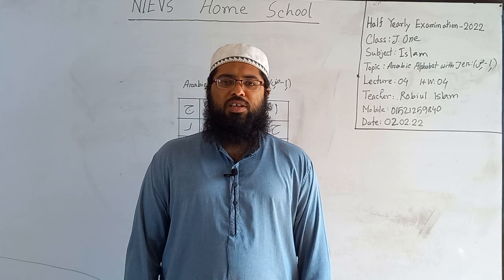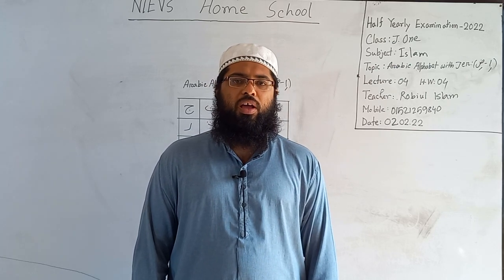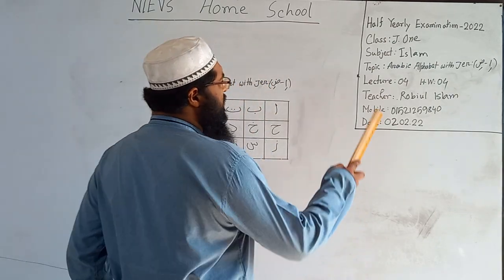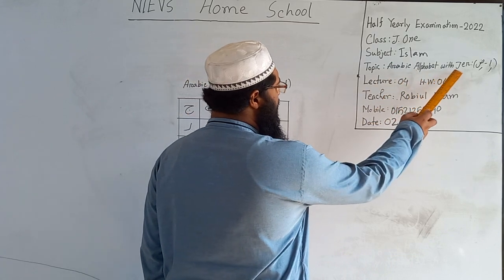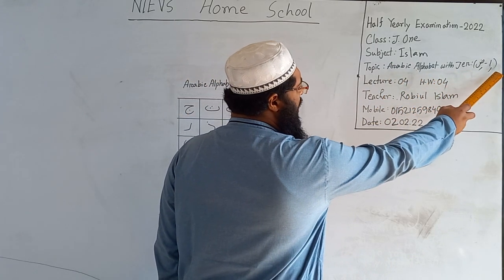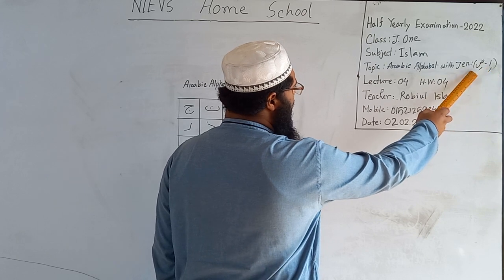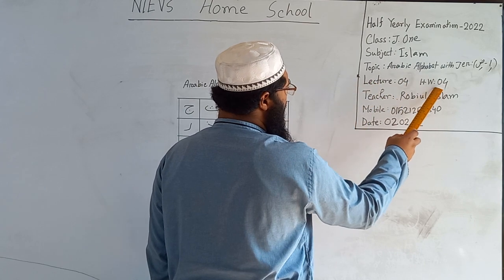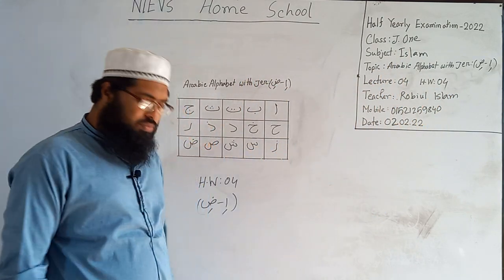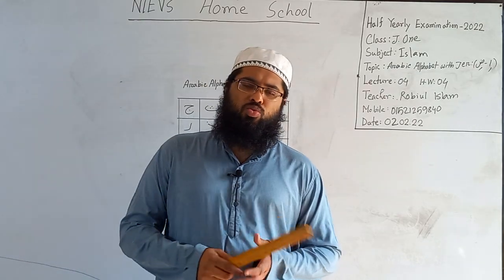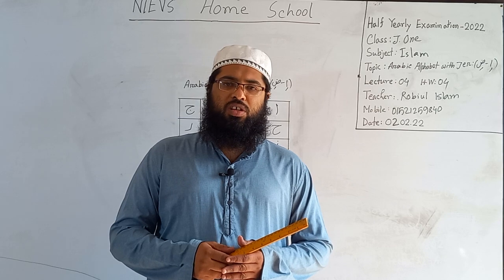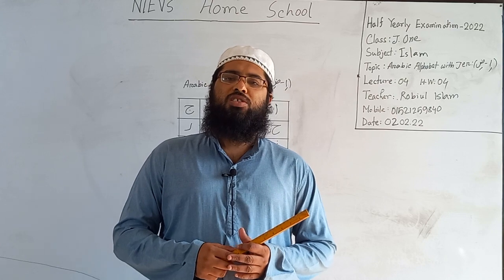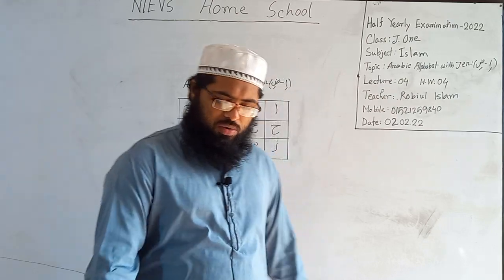Today I'm going to take an Islamic Studies class for class Junior 1, and our topic today is Arabic alphabet with Jer from Hamza Zer E to Dot Zer D. My dear students, today is our lecture number 4 and SW number 4. Inshallah, today we learn Arabic alphabet with Jer from Alif Zer E or Hamza Zer E to Dot Zer D. So let's start, first look at the board.